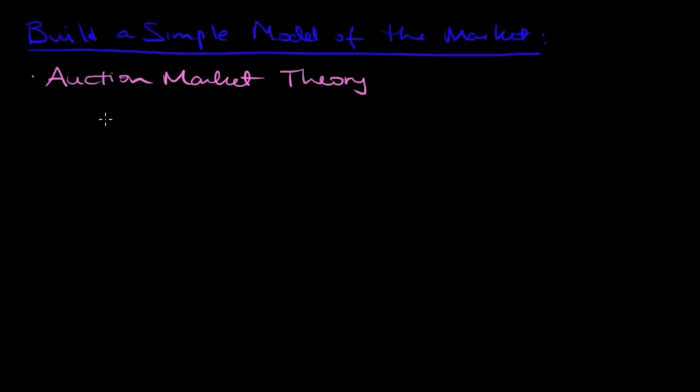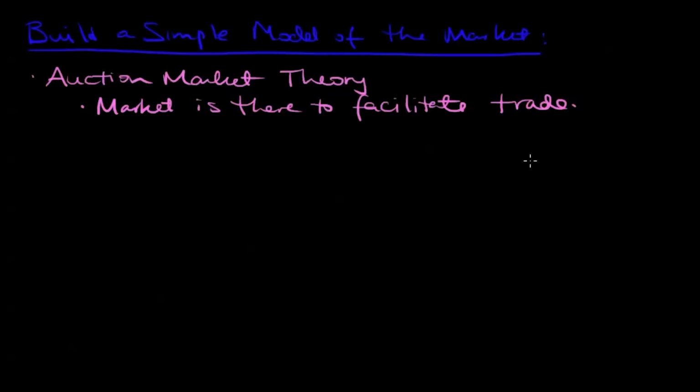So the first and foremost thing that we have to understand is that the market is there to facilitate trade. And it's basically there so that buyers and sellers can come together and do their business. In the process of doing their business, all the market is trying to do by trading with one another at different prices is trying to find value. So another thing you have to understand in auction market theory is that the market is constantly seeking value.